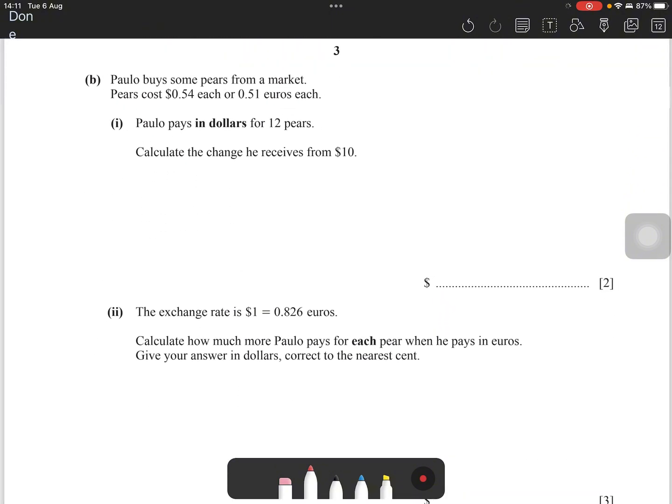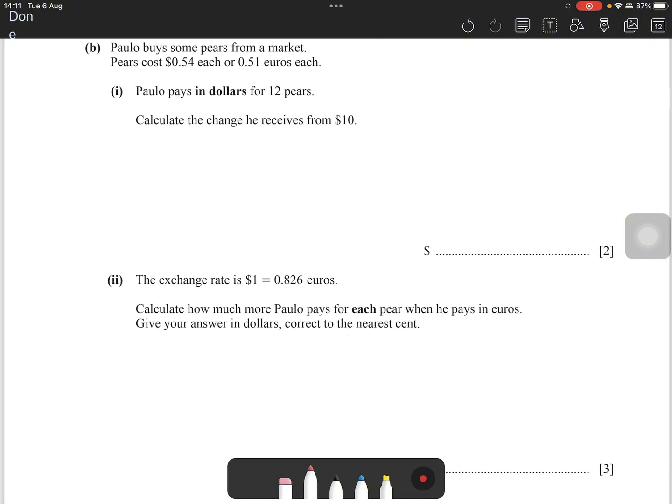Question B. Paulo buys some pears from a market. Pears cost $0.54 each or 0.51 euros each. 1. Paulo pays in dollars for 12 pears. Calculate the change he receives from $10.